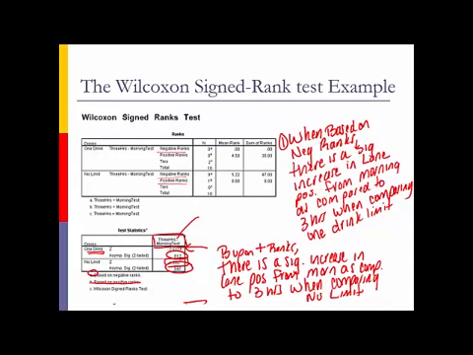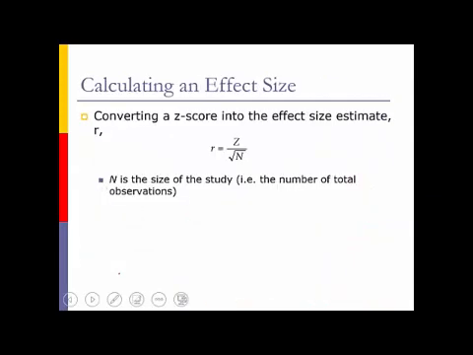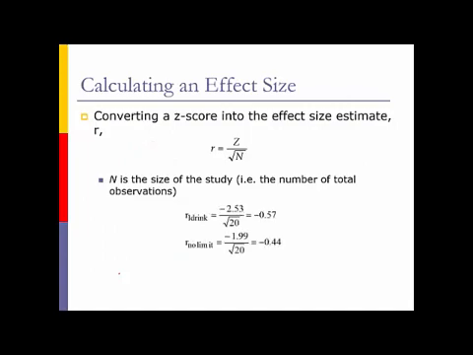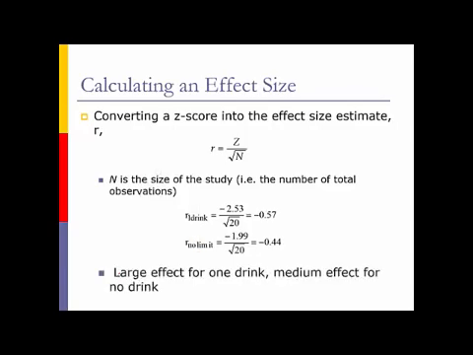All right, and then the very last thing we want to do is calculate a z-score using a simple equation. So we have a large effect for one drink and a medium effect for no drink. So we do have a practical significance that's appearing in both of these. We have a statistical significance as well for both. So important to note.